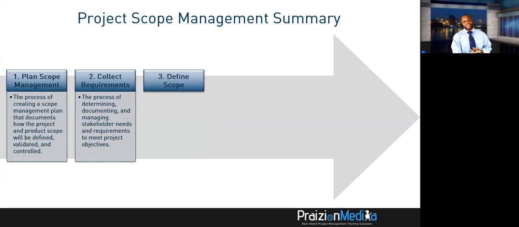The next process is define scope. So now you have your requirements. You need to define the work to get that requirement in the deliverable. Phil is the client. He wants a red beverage. What do we need to do to make it red? This is what you do in define scope. You're not defining what the requirement is. That's already done in collect requirements. You know he wants a red beverage. Your work in define scope is how do we do it? What is the work required?